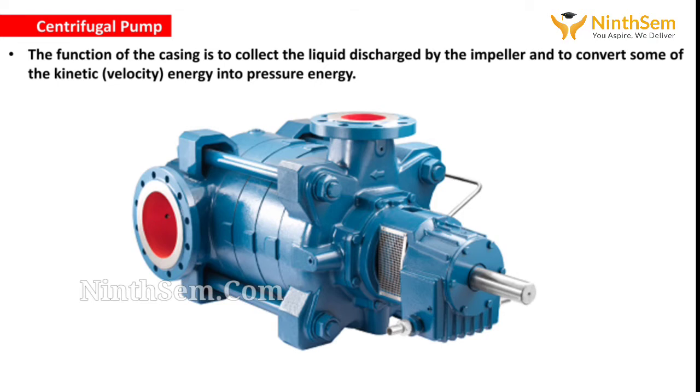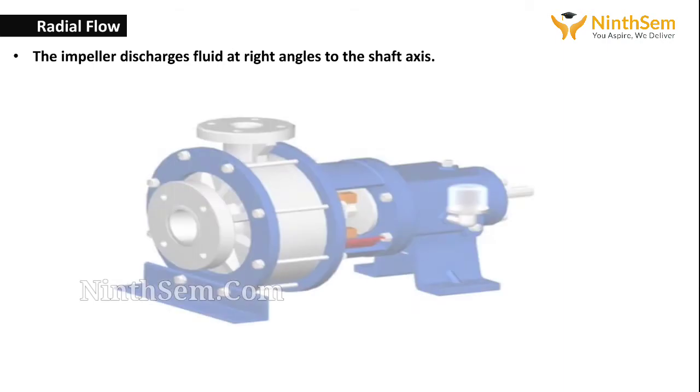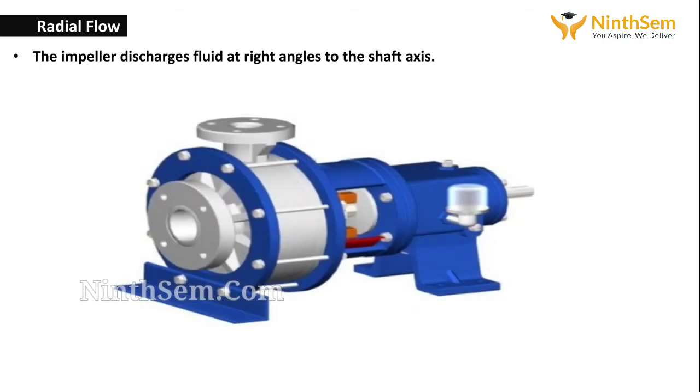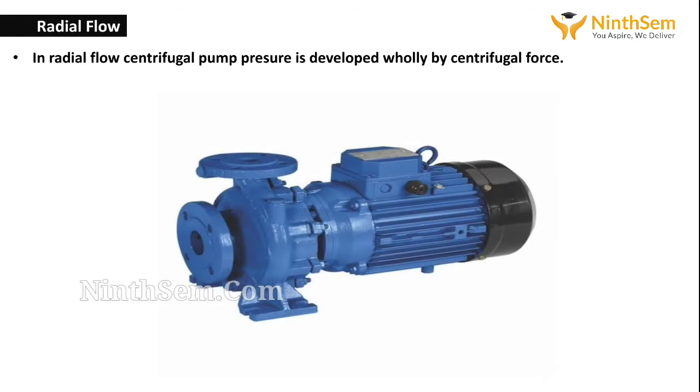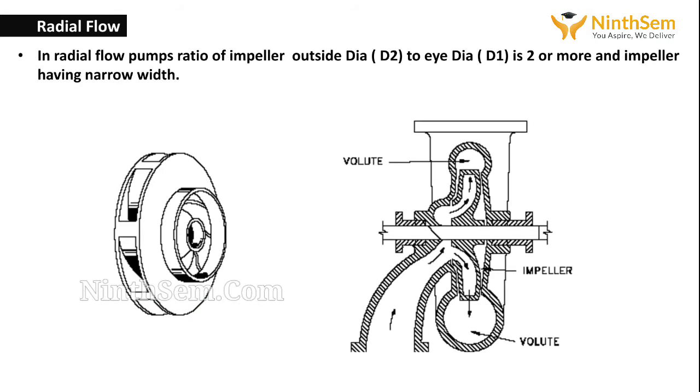Let's discuss radial flow. The impeller discharges fluid at right angle to the shaft axis. In this centrifugal pump, the pressure is developed wholly by centrifugal force. Radial type pumps are used for applications of high head and low discharge. In radial flow pumps, the ratio of impeller outside diameter to eye diameter is 2 or more, and the impeller has a narrow width.